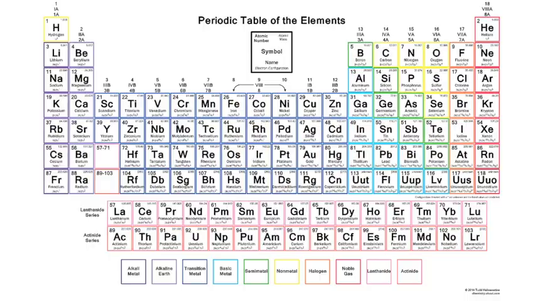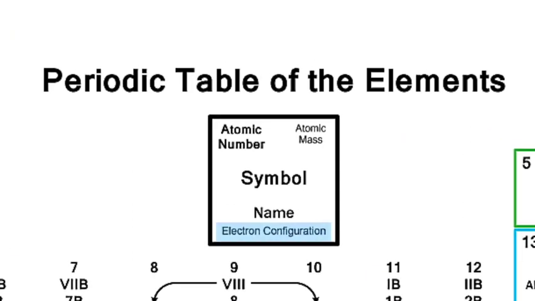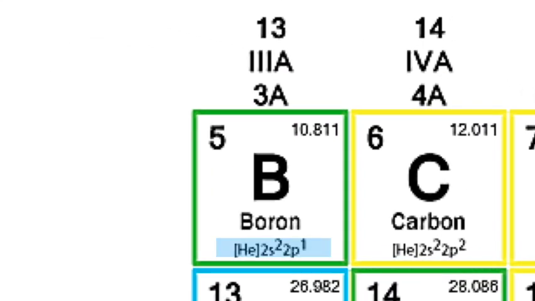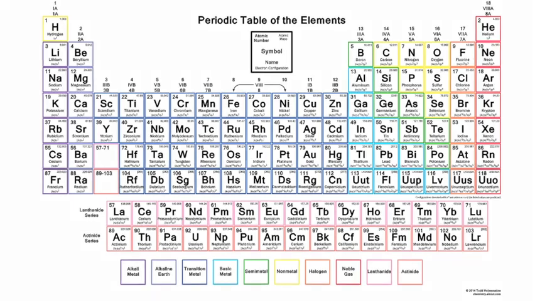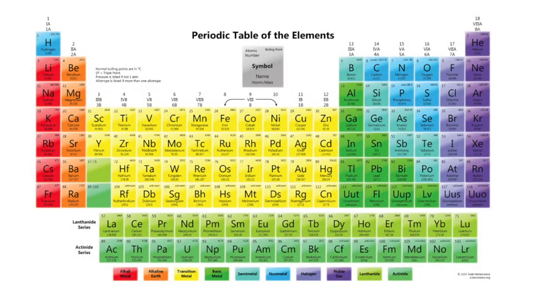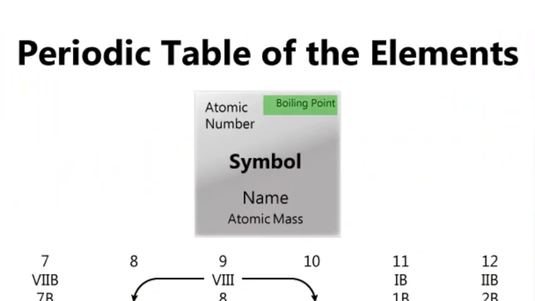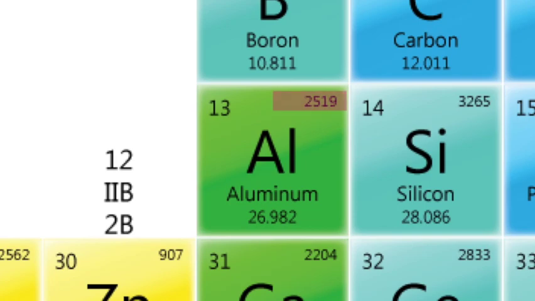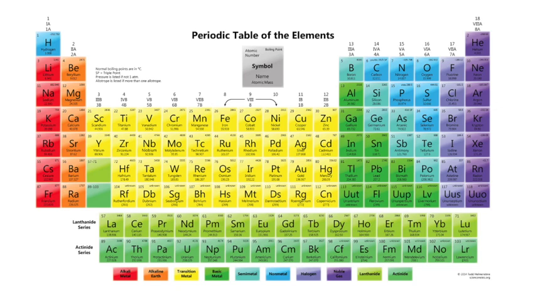And this table contains some different information, such as the electron configuration for each element, like boron. This table is also color-coded. And here is another table, also with different information, like the boiling point for each element, such as aluminum, and it is also color-coded. We will be looking at the color coding of the periodic table in our next video.